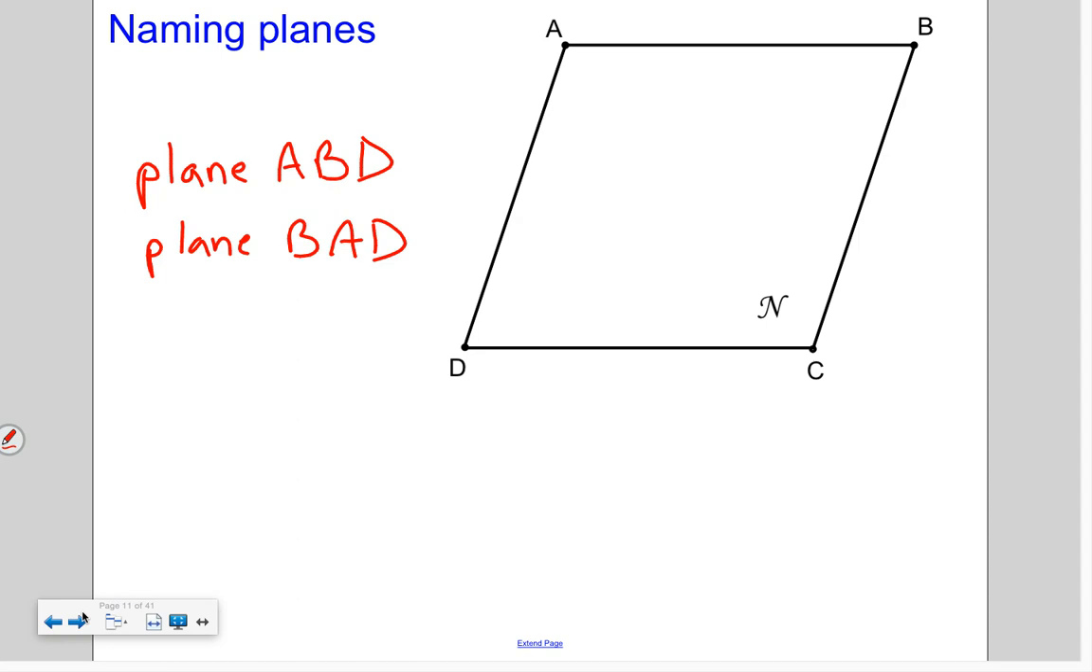The other way, this N in the bottom right corner, that isn't point N. There's no point that it's next to. It's just the letter N on the plane.